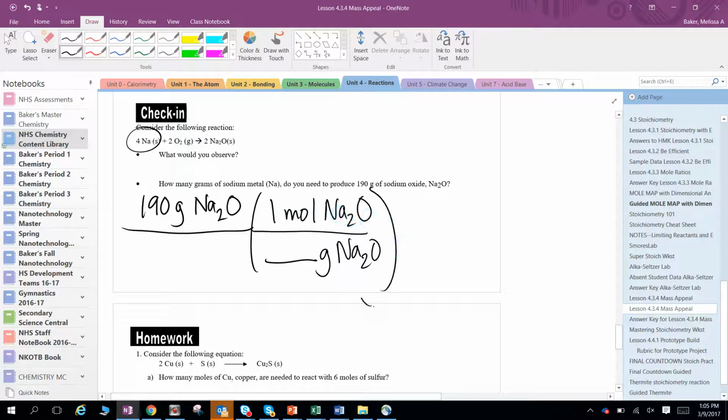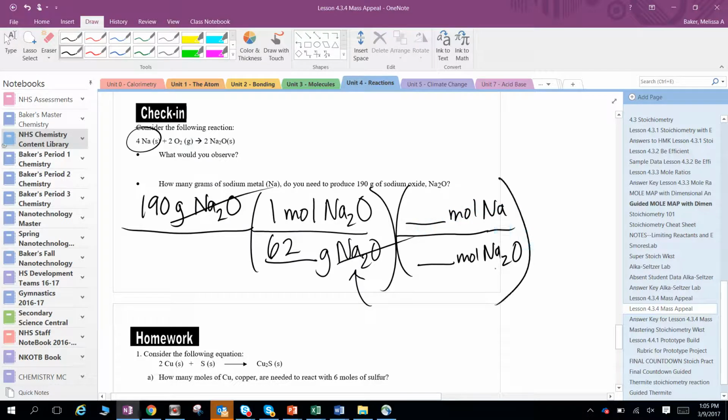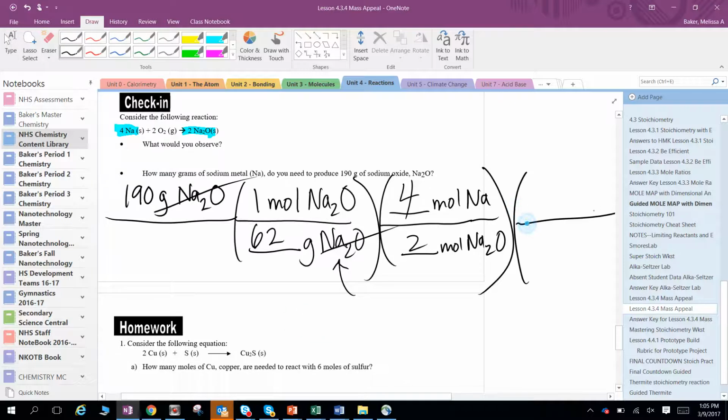So I've got to add up from the periodic table 2 sodiums and 1 oxygen. That adds to 62 grams. Then I've got moles of Na2O, and I want to get this into moles of Na. So I've got to use the balanced equation and the numbers out front. For every 2 moles of Na2O, you require 4 moles of Na. Said that really badly, sorry.